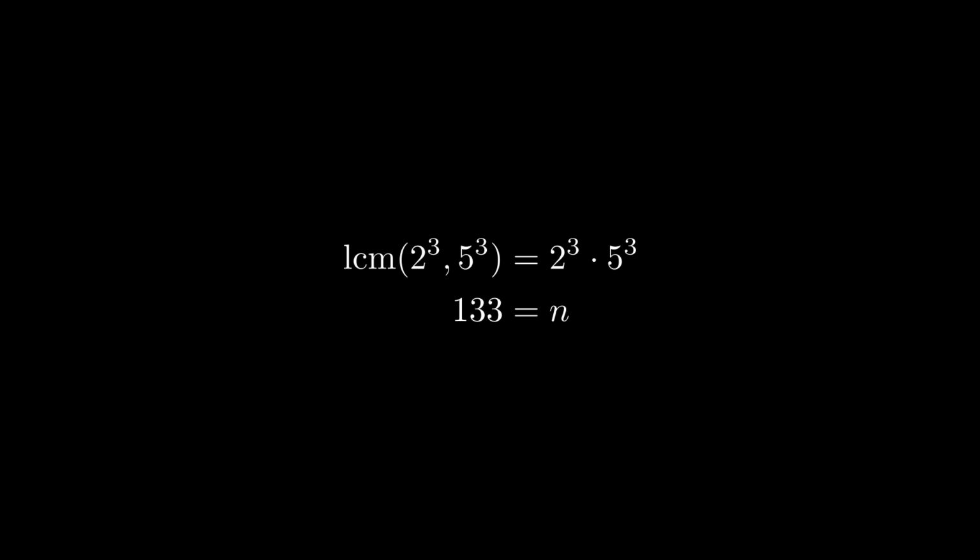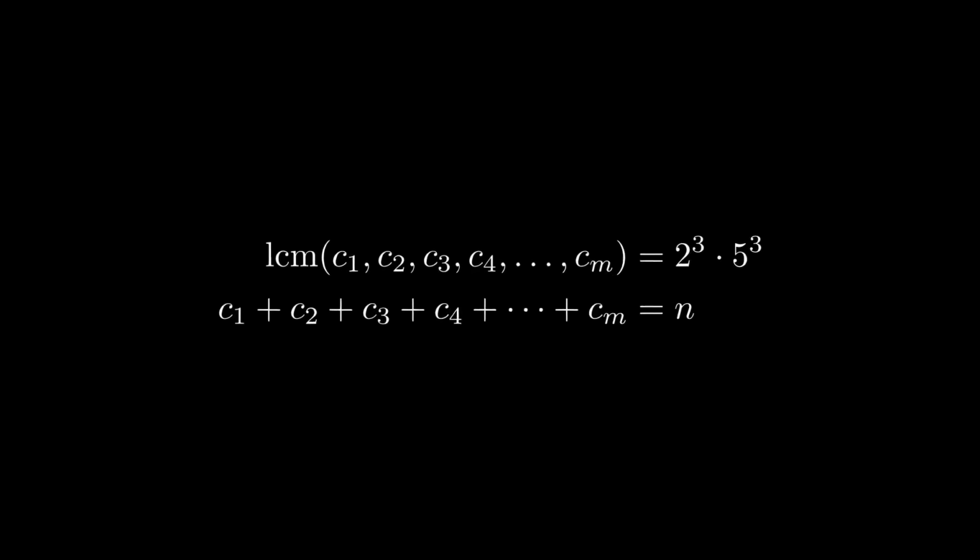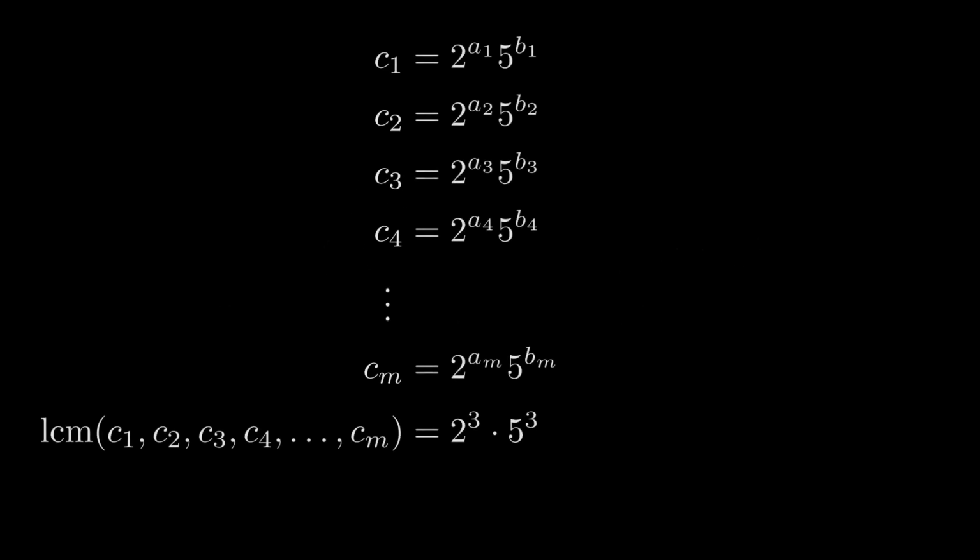Let's run with this and try to prove that the sum of the cycle lengths is always at least 133. The first equation tells us that 2 cubed times 5 cubed is a multiple of every cycle length, which means that any cycle length c_i equals 2 to the a_i times 5 to the b_i for some a_i and b_i between 0 and 3 inclusive. Let's get rid of everything with an exponent of 0 since multiplying by 1 doesn't change anything. Suppose that all these are nonzero.